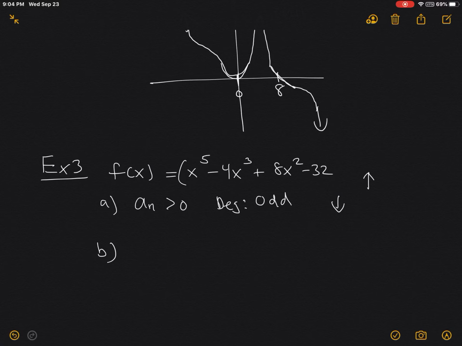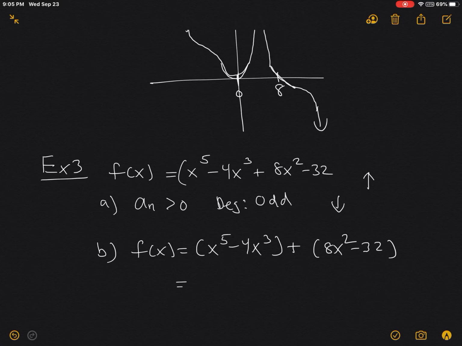Over here, let's do a little factoring by grouping, as I mentioned. Let me rewrite that function. I'm going to group x to the 5th minus 4x cubed, and I'm going to group 8x squared minus 32. Between these two terms, I can clearly factor out x cubed, and I'm going to have an x squared minus 4. Between these two terms, I can clearly factor out an 8, and I have an x squared minus 4.